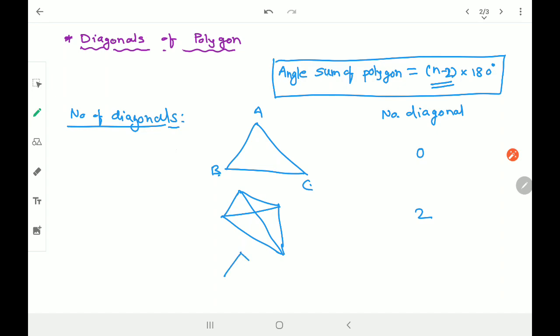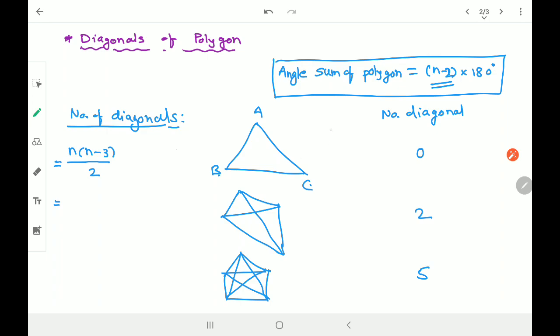If I talk about a pentagon, then 1, 2, 3, 4 and 5, right? It has got 5 diagonals. So is there a formula for this also? Yes, that's a very basic formula. Number of diagonals is equal to n into (n minus 3) upon 2. This is the basic formula for it. Okay, let us check, let us verify it.